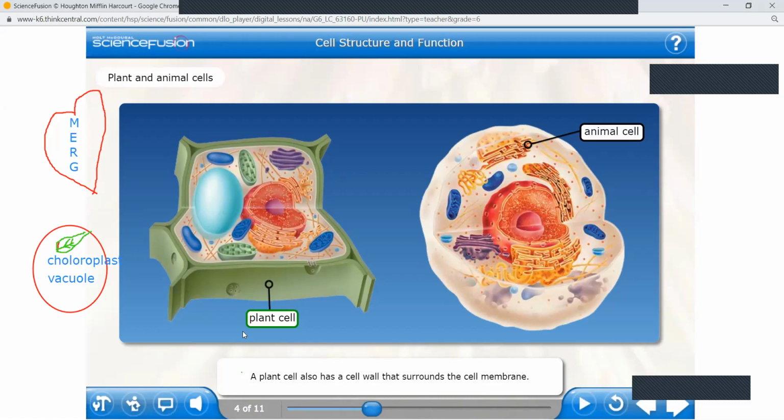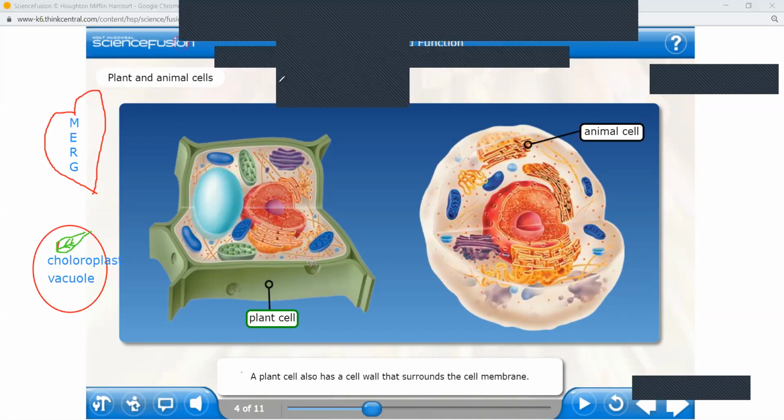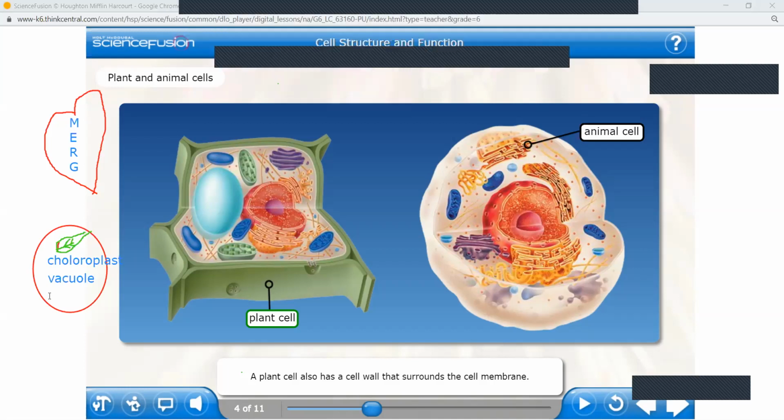See, cell membrane is present in both plant and animal. But when I say cell wall, it is only present in plant cell. Girls, please remember: chloroplast only in plant cell. Vacuole only in plant cell. Cell wall only in plant cell.